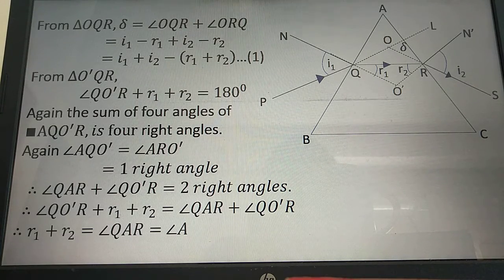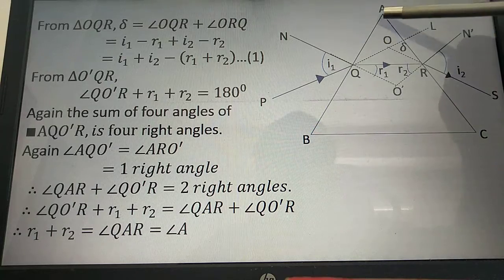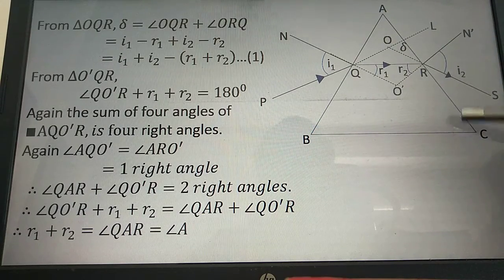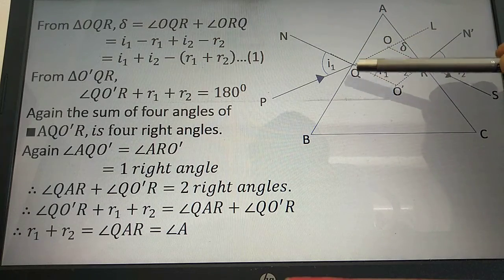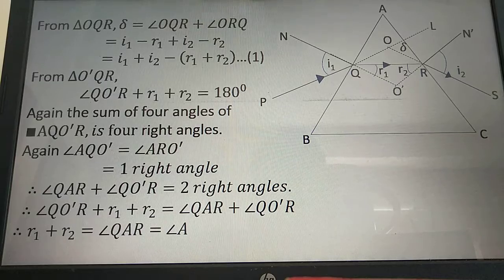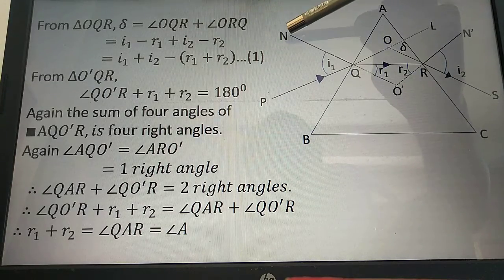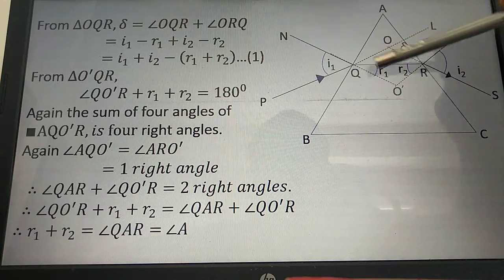Now we will determine the refractive index of the material of the prism. Here we see a prism ABC. AB is a refracting surface and AC is another refracting surface. PQ is the incident ray, QR is the refracted ray, and RS is the emergent ray. Here we draw NQ perpendicular and extend it up to O prime.